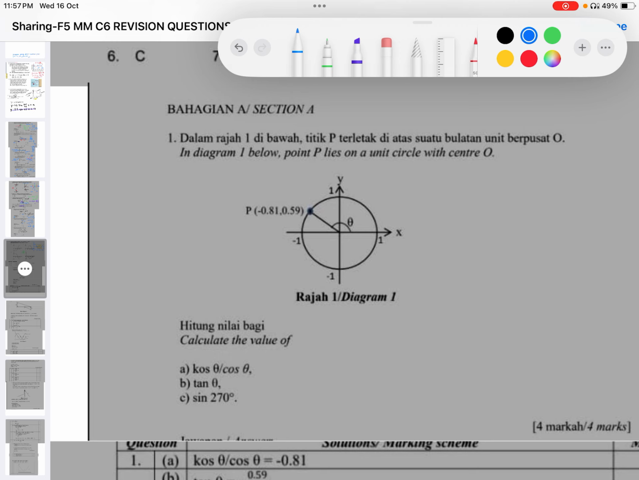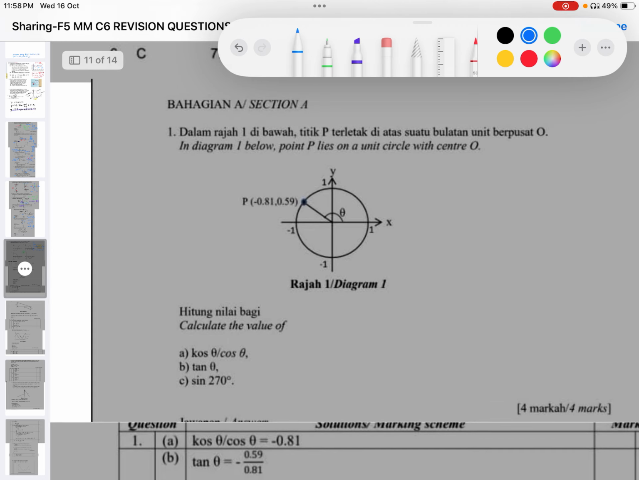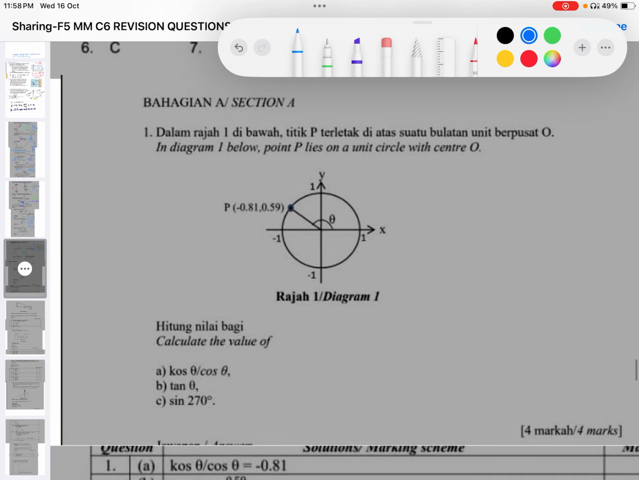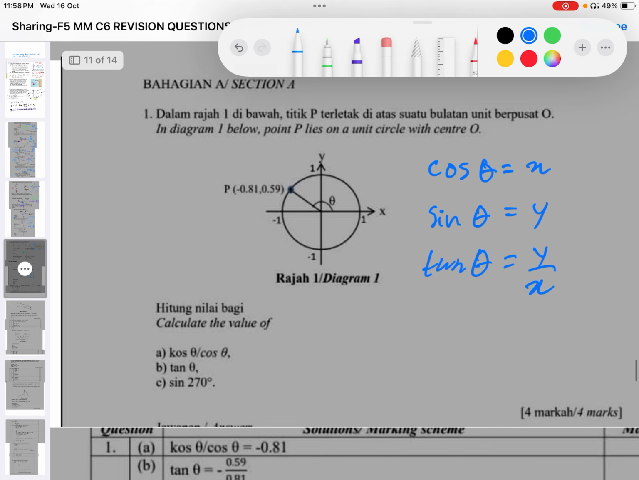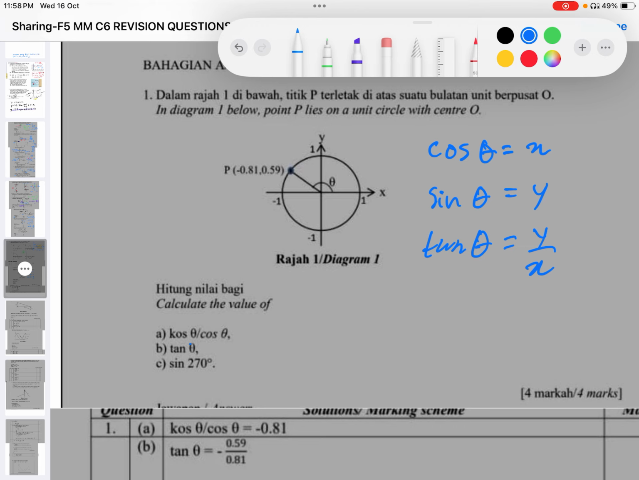On a unit circle. So soalan pertama A, cos theta. Okay, cos theta. So kita recap balik. Kalau unit circle, cos theta is going to be X, sin theta will be Y, and tangent theta will be Y over X. Okay. So kat sini dia nak cos theta tu dulu.